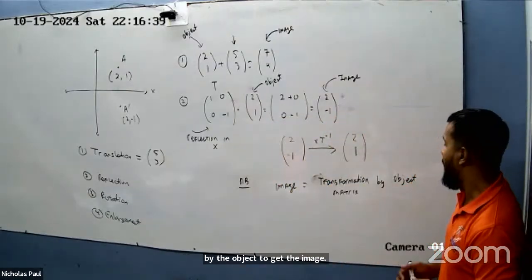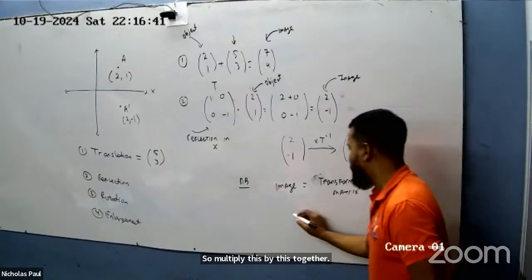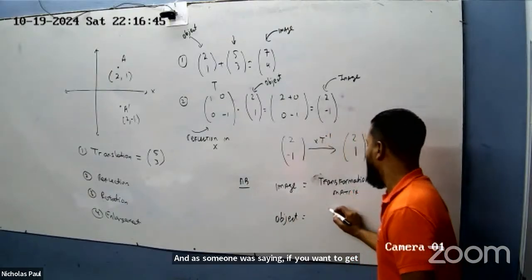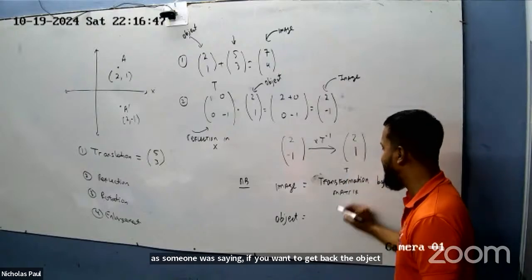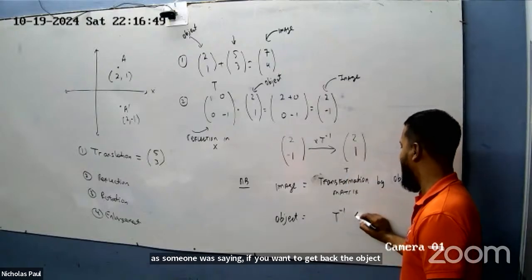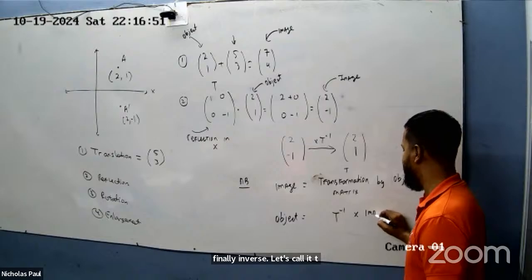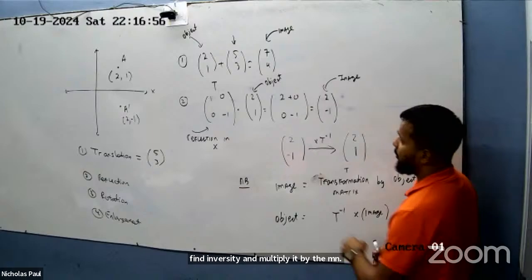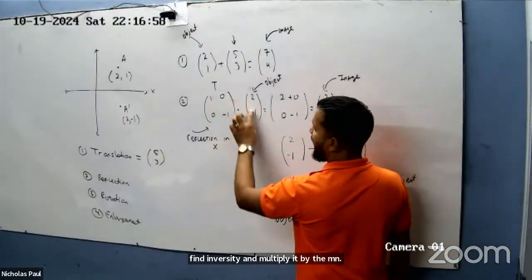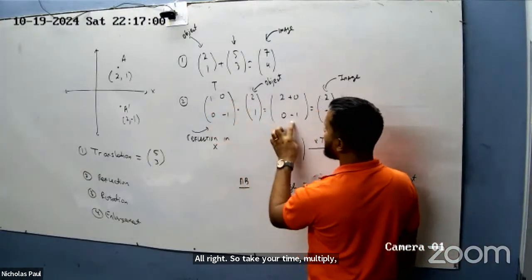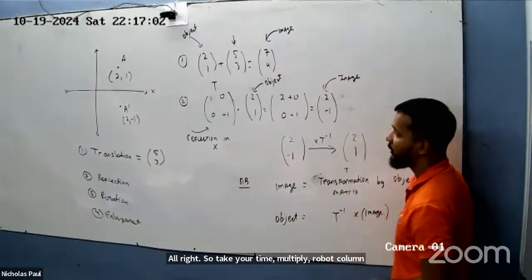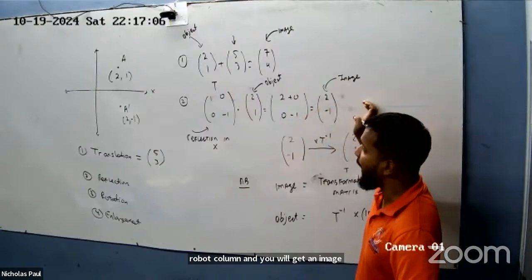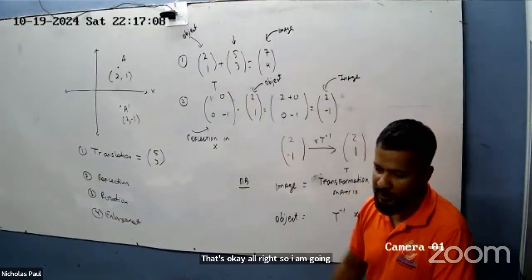And as someone was saying, if you want to get back the object, find the inverse. Let's call it T. Find the inverse of T and multiply it by the image. So take your time, multiply row by column, and you will get the image. That's okay? All right, so I am going to give you the list of all the matrices now.